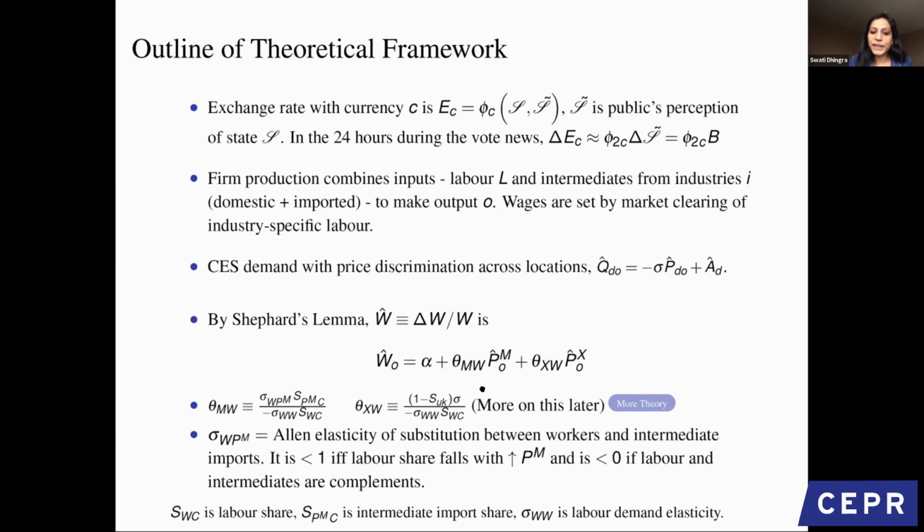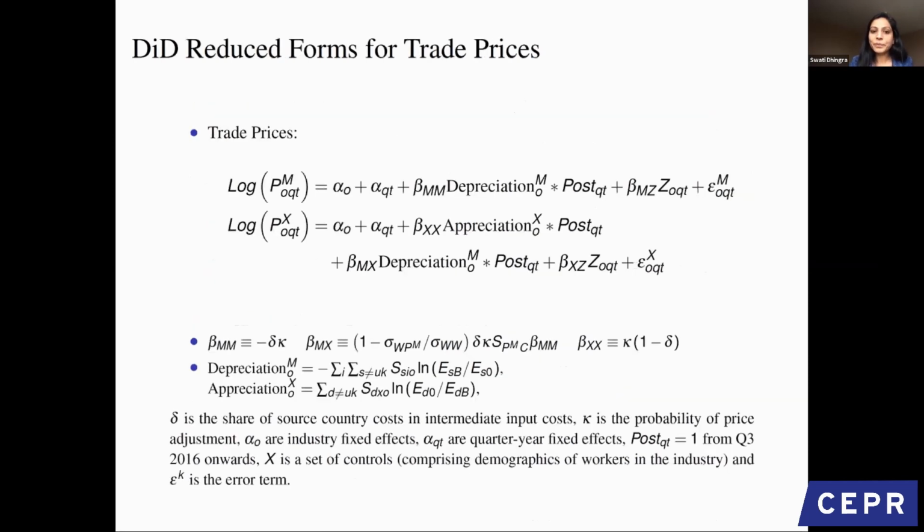So just to interpret these numbers, if this theta MW turns out to be negative, what it's going to tell us is that a 1% increase in intermediate import prices is reducing worker wages, which means these are really production complements on the production side. And that's what I'm going to show you towards the end.